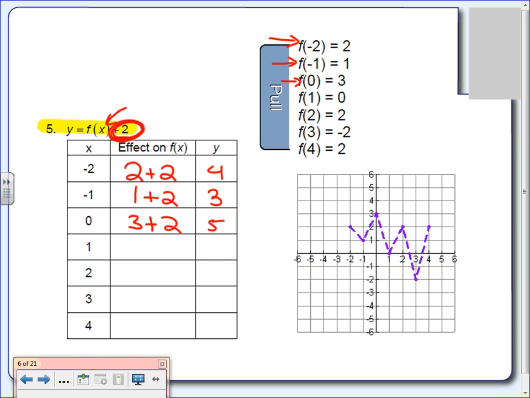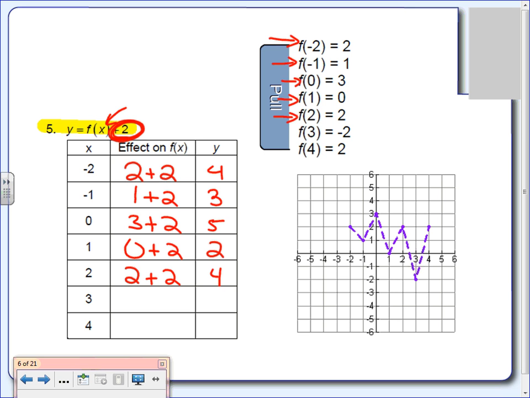Again, if I plug in a 1, f of 1 is 0. Add 2 to that 0. 0 plus 2 is 2. The new y value is 2. Plug in a 2. F of 2 is 2. You add 2 more. 2 plus 2 is 4.